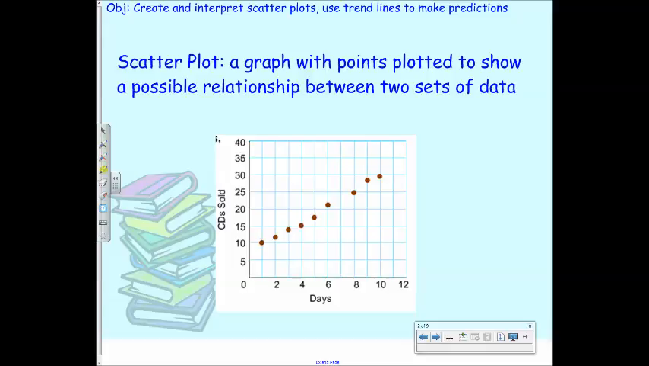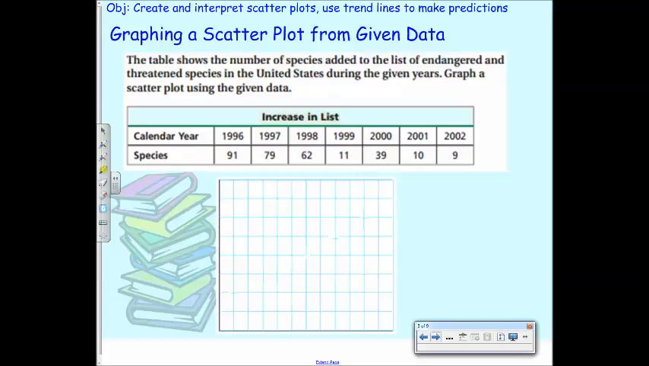So how do you make a scatter plot then? How would you graph this scatter plot from the data that's given? All I'm giving you is a blank sheet of what looks like a coordinate plane and then some data. All right, and it says the table shows the number of species added to the list of endangered and threatened species in the United States during the given years. Graph a scatter plot using the given data. So what would you have to do first?